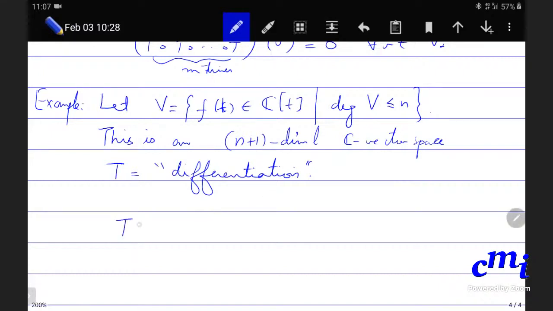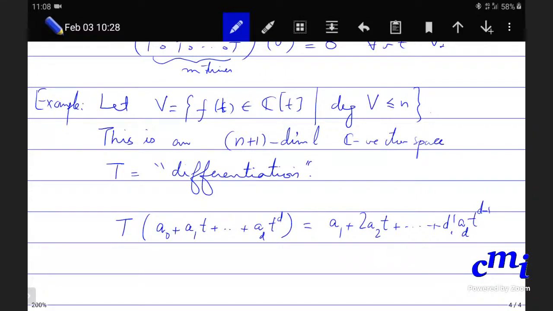So T of A0 plus A1 T plus up to AD T to the D is A1 plus 2 A2 T plus and so on, D AD T to the D minus 1. So just differentiate as if these were real functions. In other words, formally differentiate a polynomial without worrying about any continuity. None of those things we have checked. This is just a formal linear operator that we are defining.